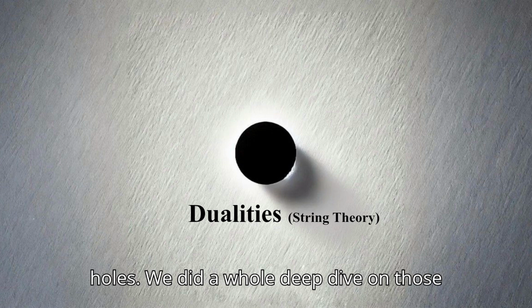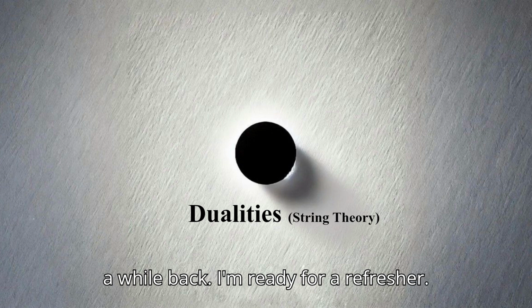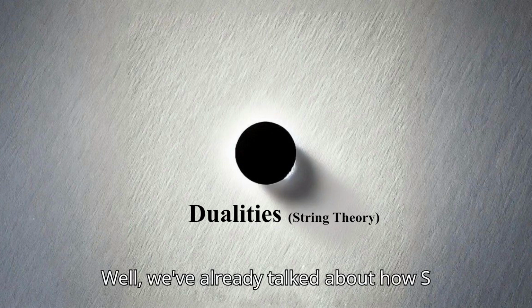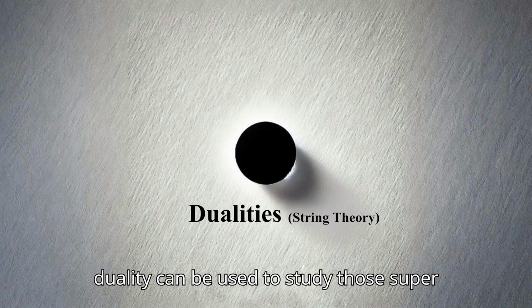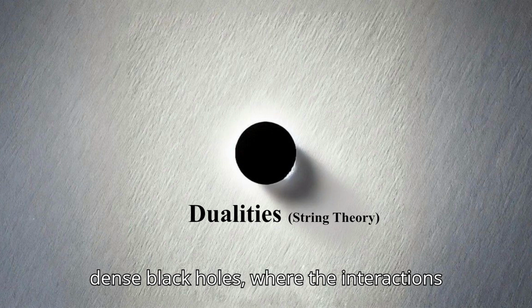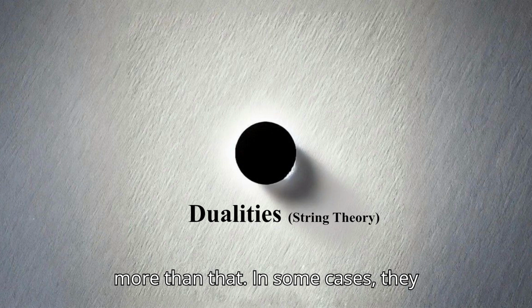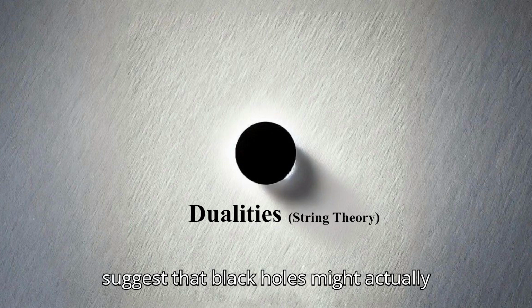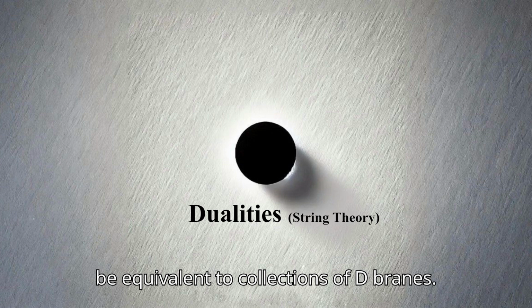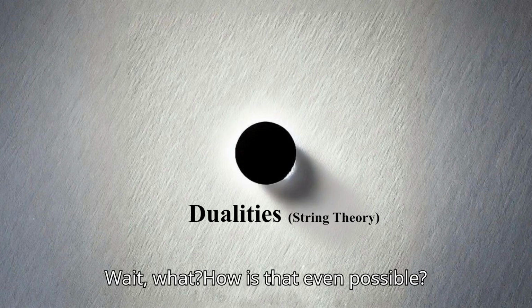Black holes. We did a whole deep dive on those a while back. I'm ready for a refresher. Well, we've already talked about how S-duality can be used to study those super dense black holes, where the interactions are really strong. But dualities do much more than that. In some cases, they suggest that black holes might actually be equivalent to collections of D-branes. Wait, what? How is that even possible?